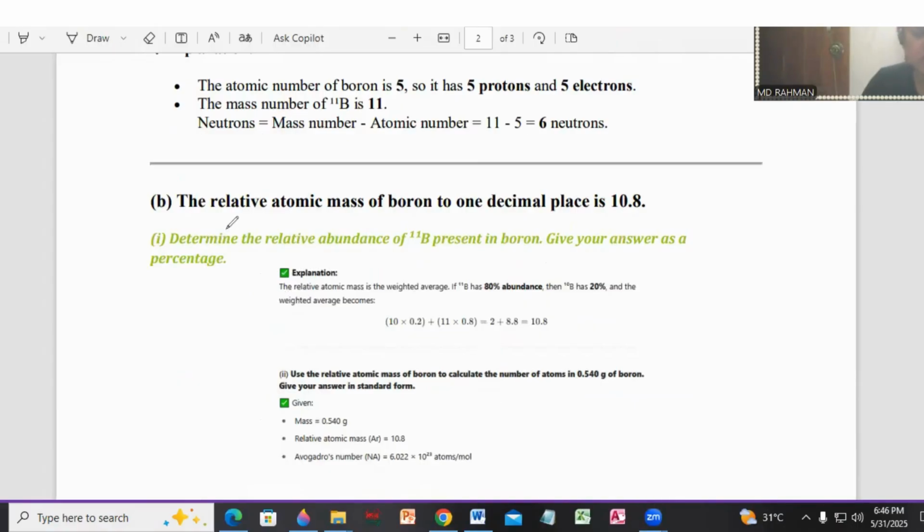Next question: the relative atomic mass of boron to 1 decimal place is 10.8. Determine the relative abundance of B11 present in boron, and give the answer as a percentage. B10 has 80% abundance and B11 has 20%. If you convert into decimal form, 10 comes to 0.2 and 11 comes to 0.8. If you multiply, it comes to this one. So 10.8 is the correct answer.